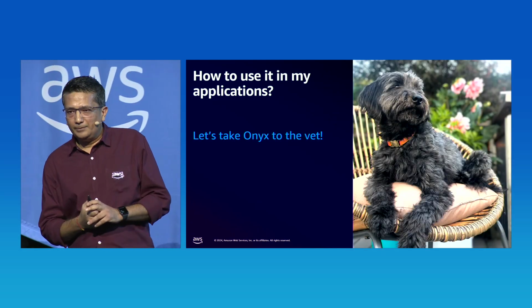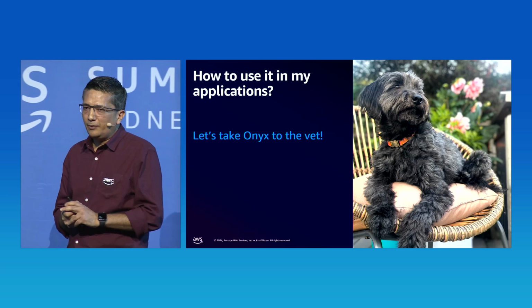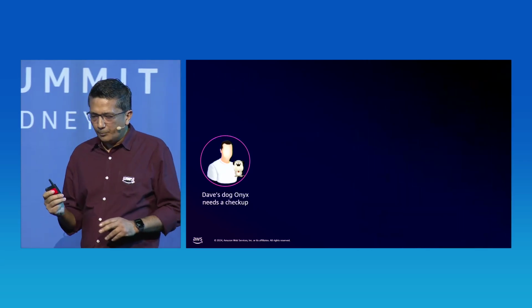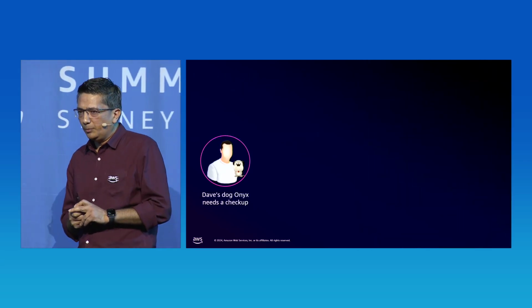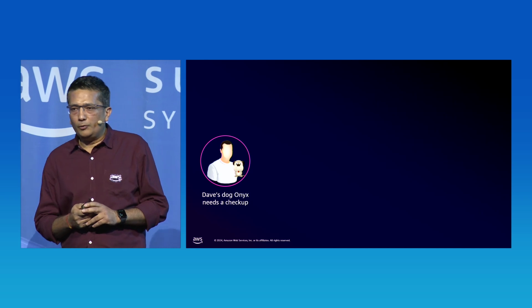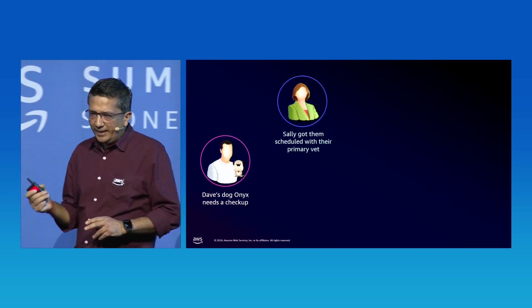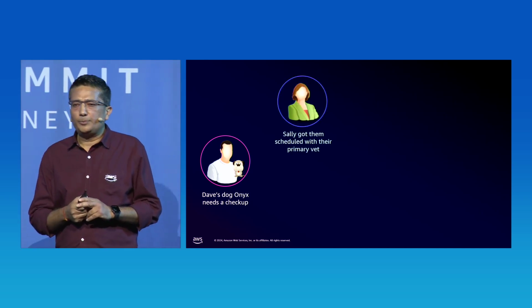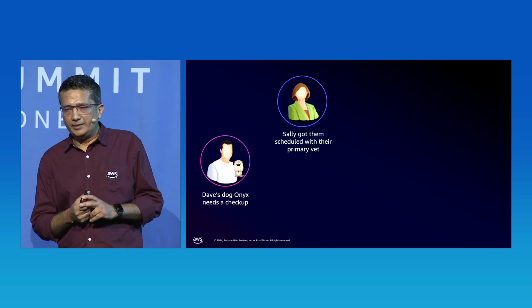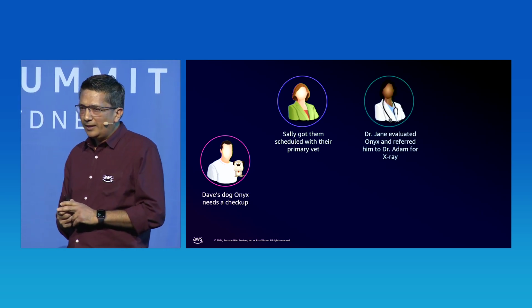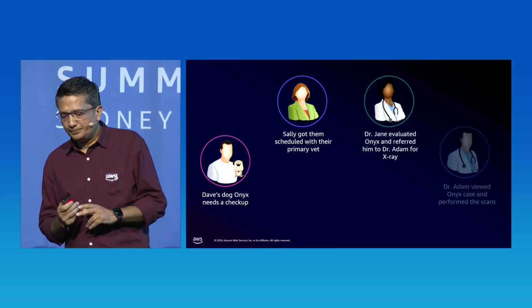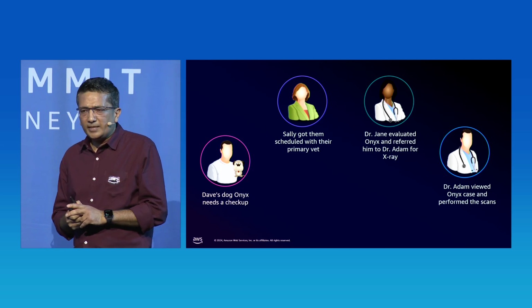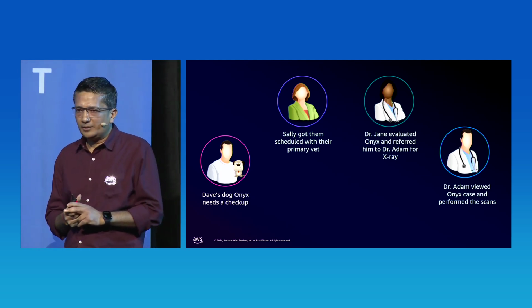Onyx has not been feeling well, and it's time to visit a veterinary clinic. But before we do so, let me introduce you to a few people. Dave is the owner of Onyx. Sally is a clinic administrator who's responsible for booking appointments for clients. Dr. Jane is the primary doctor for Onyx. And Dr. Adam is a specialist who needs to perform scans on Onyx.